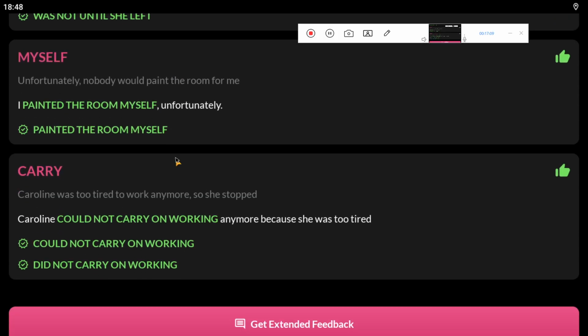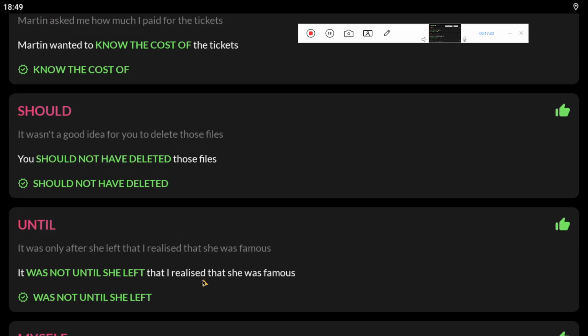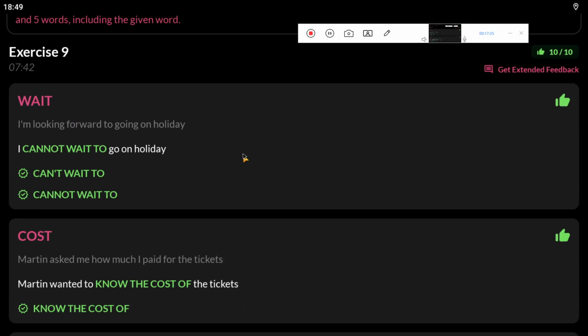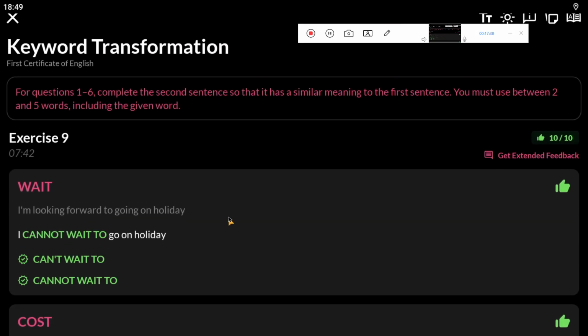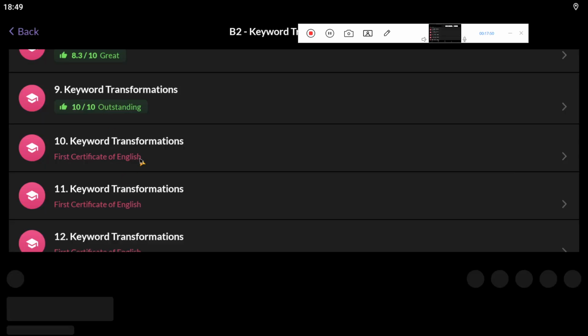Number five, I guess it is: I painted the room myself. Why is it in the simple past? Because we have would paint, which indicates a past habit or a past action. And finally, carry on, that means to continue. So Caroline couldn't carry on working anymore because she was too tired. Okay, do you have any questions so far about this exercise? No? Okay, so let's continue with the other one.